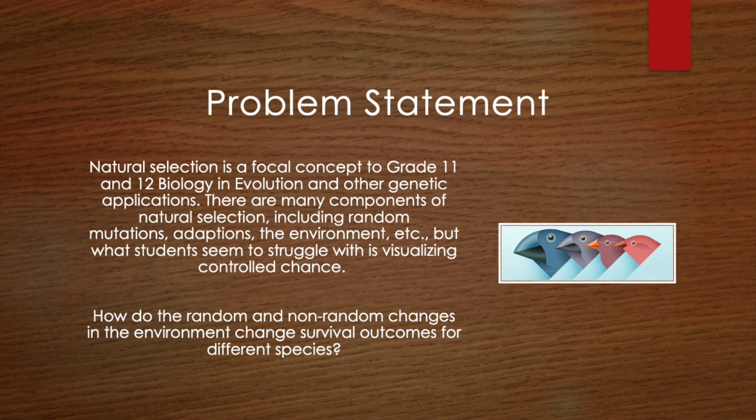There are many components of natural selection, but what students seem to struggle with is visualizing controlled chance. This discussion led us to our final problem statement, which is, how do the random and non-random changes in the environment change survival outcomes for different species?